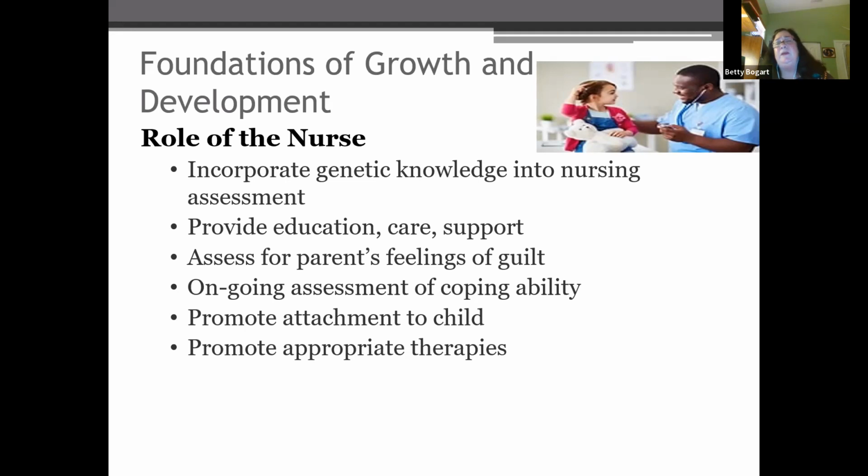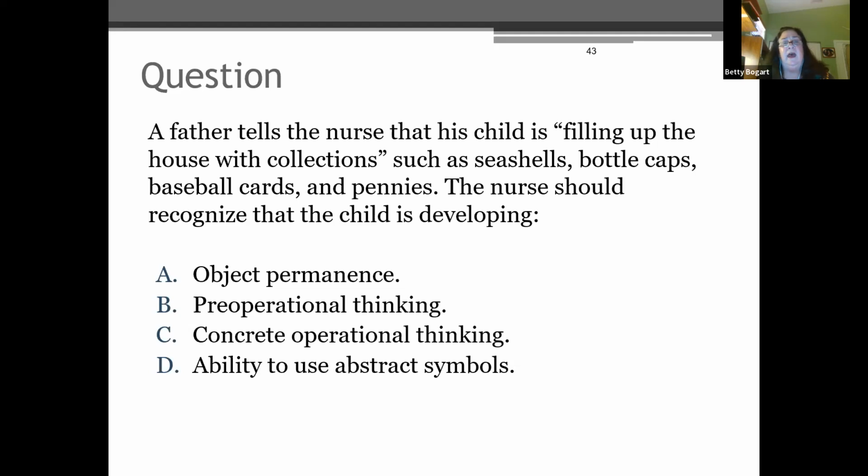And again, therapies that they need, making sure that they understand what they are, what they're used for, and making sure they get it at home. Now, I'm not going to go into this question completely. It's just opening your mind to these terms.